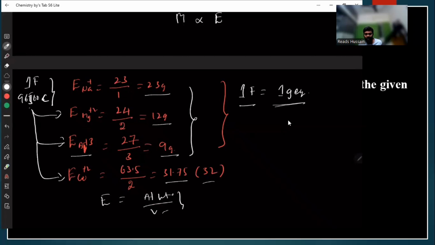These values we must know. But you need not worry. Only a few elements are more important. That is sodium, magnesium, aluminum, copper, silver, iron. These are the important elements. If you remember these, enough. Now let's go back to the PPT.